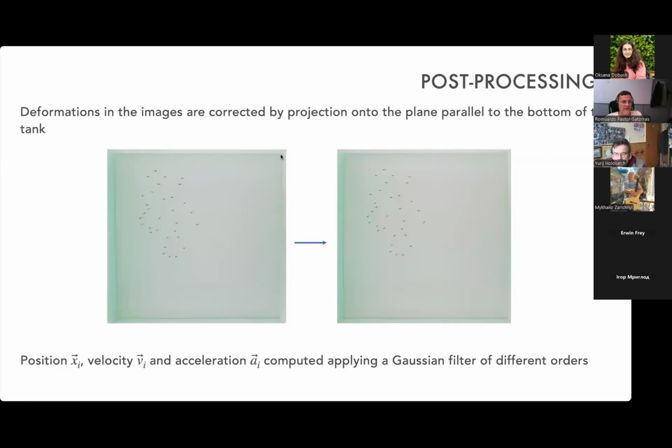And once we have them and we have tracking, we can do some post-processing, like correct for possible deformations due to not perfect orientation of the camera. And then we can compute position, velocity, and accelerations from the positions of the fish. So with this setup, we can do these experiments.